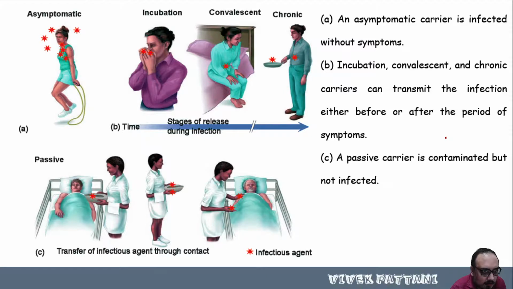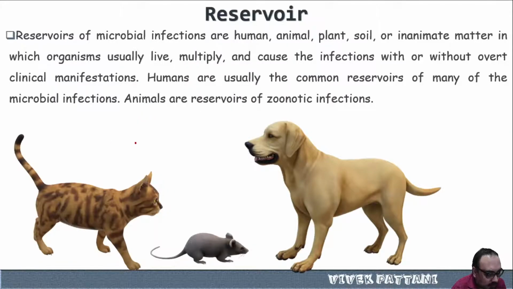I'm simply going to read out: asymptomatic carriers, without symptoms. Incubation, convalescent and chronic carriers can transmit infection either before or after the period of the symptoms. A passive carrier is contaminated but not infected.